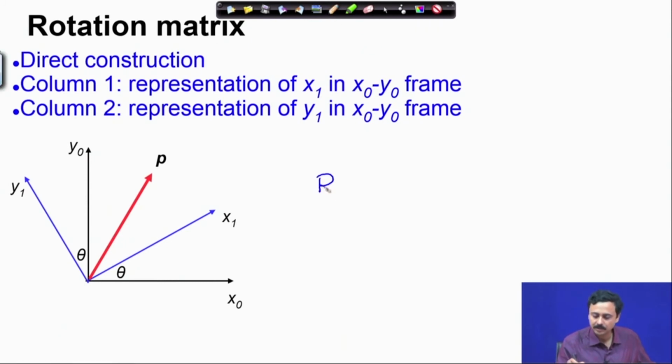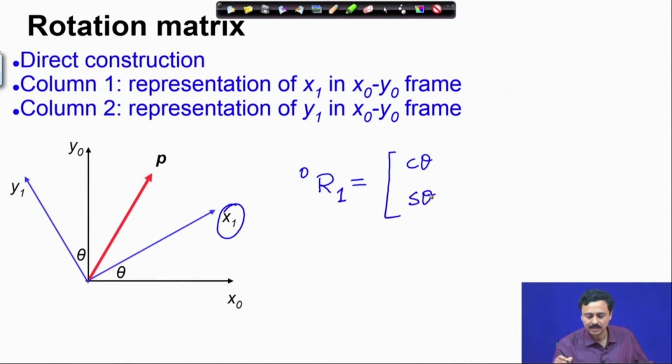Let me do that. I want to construct this rotation matrix from 1 to 0, that will take me from frame 1 to frame 0. Then I must represent the individual axes of frame 1 in frame 0. In frame 1, the first axis is x 1. So, let me represent x 1 in x 0 y 0. This will be cosine theta, sine theta, and then the second column is the representation of y 1 in x 0 y 0. So, that is minus sine theta, cosine theta.